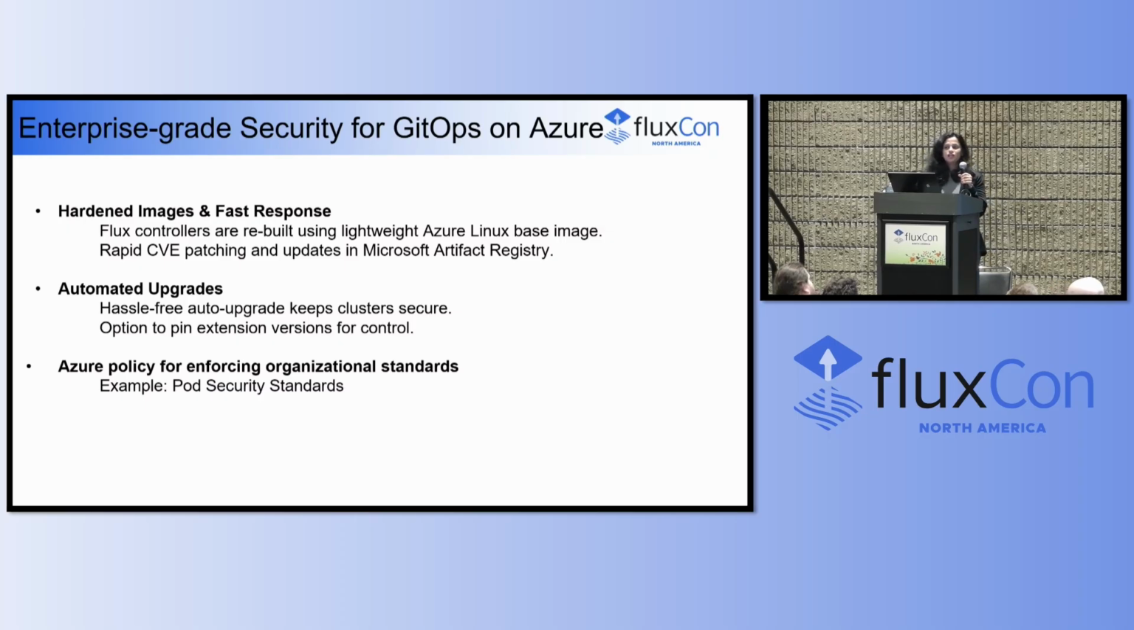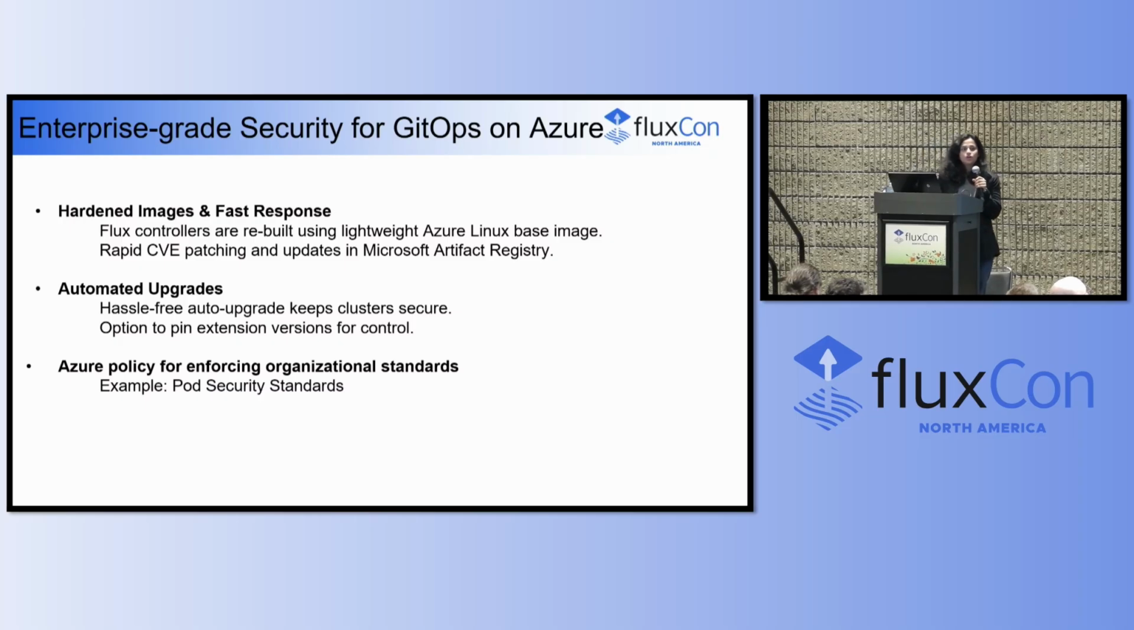With Azure Linux as the base image for the controllers, we are able to control the base set of packages that get installed in all of the controller images. Because of this, we are able to rapidly patch any CVEs and update these container images in the Microsoft Artifact Registry. The cluster extension platform also comes inbuilt with automated upgrade capabilities.